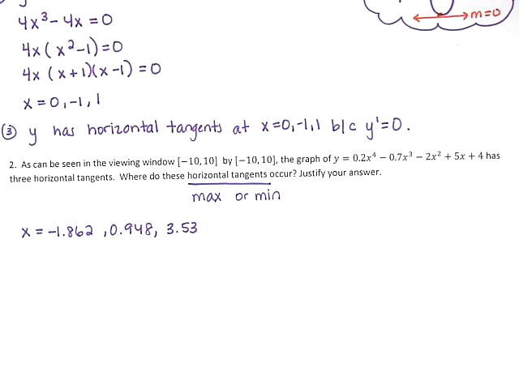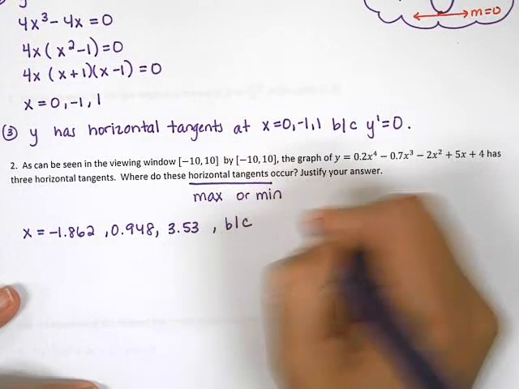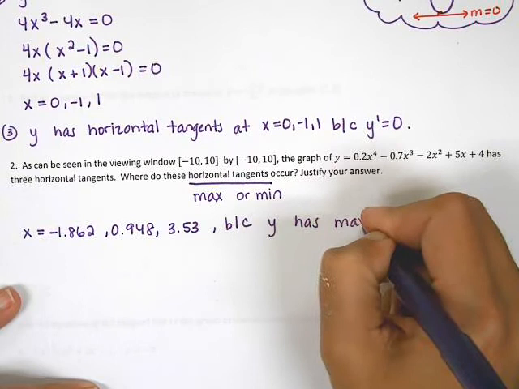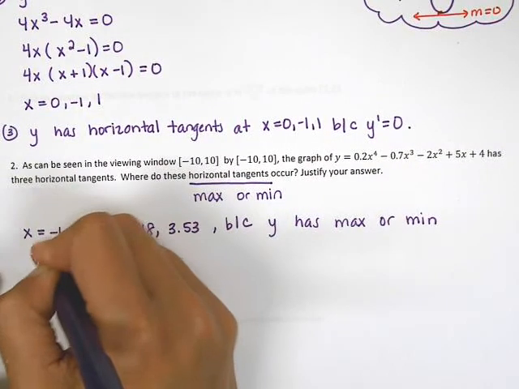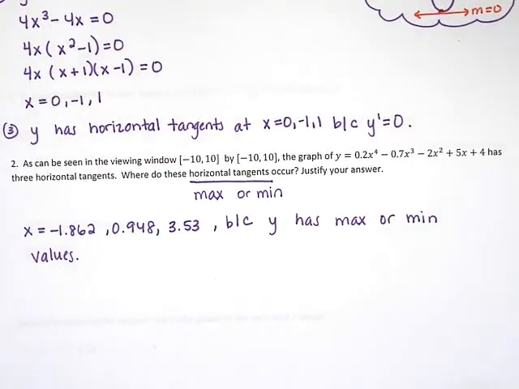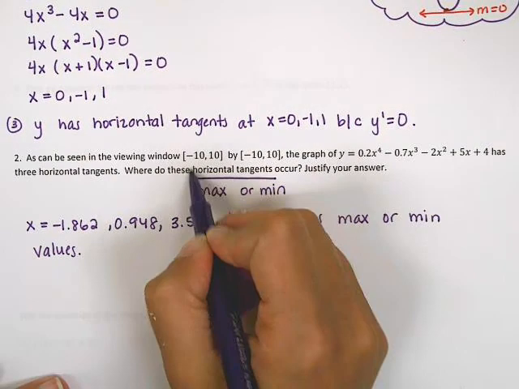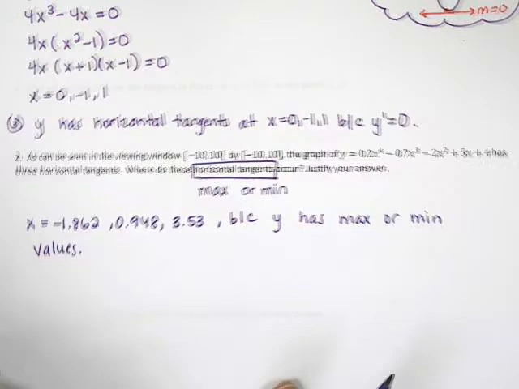Now again, justify your answer. So my justification would be because y has max or min values. Anytime you have the top of a mountain or the bottom of a valley, it's going to be a horizontal tangent line. So horizontal tangents are, again, one situation in which we can use our idea of derivatives and how derivatives and slopes work to answer more complex questions.